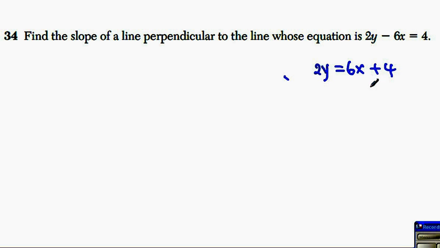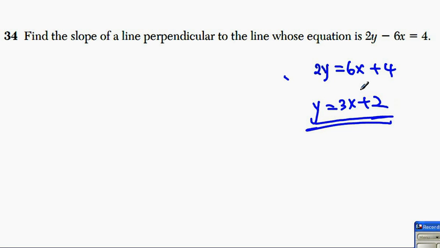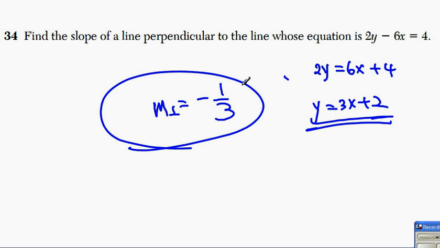Number 34. Slope of the perpendicular line. Let us put this into y equals mx plus b format. Then 2y must be equal to 6x plus 4, by adding 6x to both sides and dividing by 2 throughout. Y equals 3x plus 2. Now, the slope of a perpendicular line is the negative reciprocal. So 3 becomes negative, and the reciprocal of 3 becomes 1/3. So this becomes the slope of a line perpendicular to that equation.